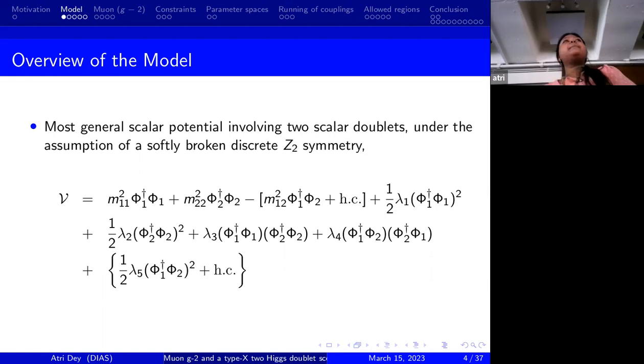And can I see where the CP violation is going wrong? No, so here all the terms are real, so there's no CP violation. It's coming from the fermion sector, through the individual Yukawa couplings.